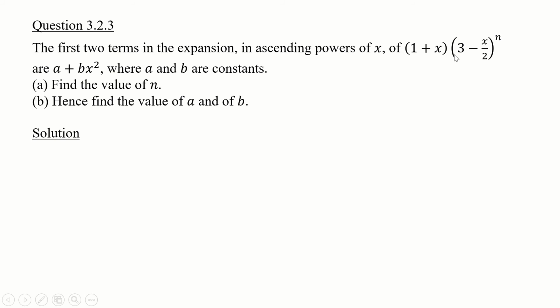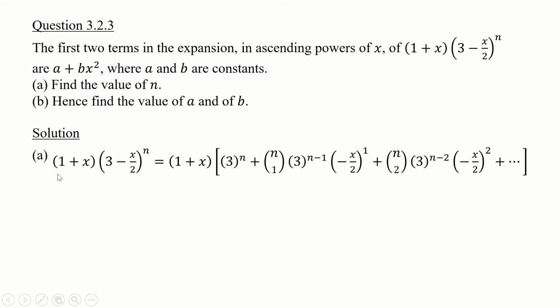First, we can use the binomial theorem to write this out in its equivalent form. So 1 plus x multiplied by (3 minus x over 2) raised to the power of n can be written in this form over here. So we have to compare this expansion with a plus bx squared afterwards. But we realize that n choose 1 and n choose 2 are not very compatible for us to make the comparison later. So we have to ask ourselves, can we write n choose 1 and n choose 2 into something more familiar to us? The answer is yes, because we have to recall the formula for n choose r.